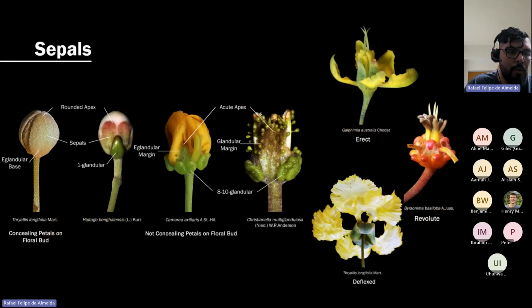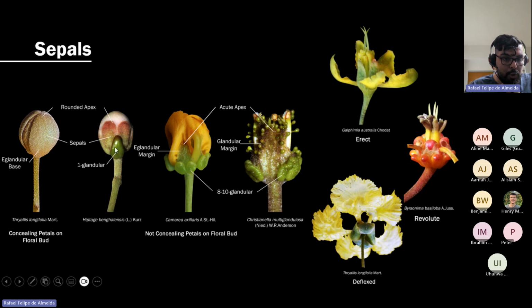Okay. So regarding sepals, we can also have different morphologies. Here we have a sepal with a glandular base and rounded apex, or you can have sepals that are one or two glandular. Here in this specific image is Iptage benghalensis, a plant from Asia, which instead of secreting oil, has this gland at the sepal secreting nectar.